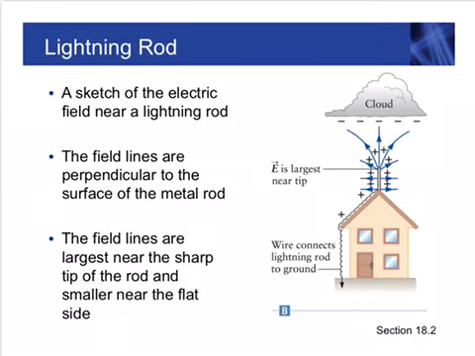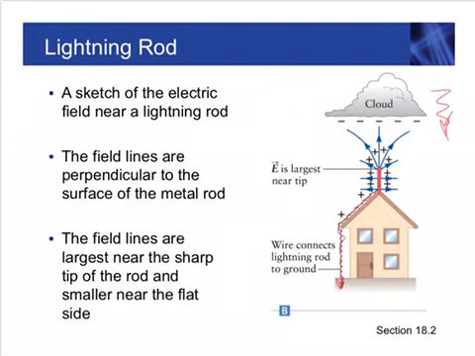Lightning rod. So we have a cloud and it's a thunderstorm and lightning strikes everywhere. To protect our buildings, Franklin suggested to use a lightning rod. A lightning rod is a piece of conducting material, usually metal, that is placed on the top of the building and is connected with a wire to the ground.